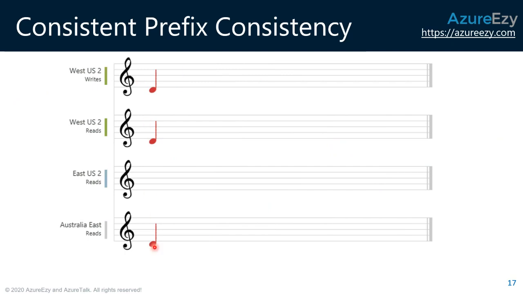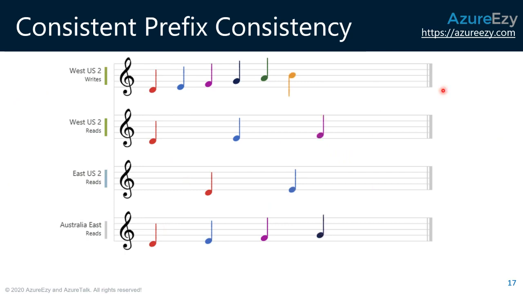Red, red, red, but here the data is not updated. Blue, blue, blue, but the data took some time to update here. So you're seeing the order is maintained. The first one is red in all the regions, the second one is blue in all the regions, the third one is purple in all the regions. But it's not updating at the same time like the strong consistency.